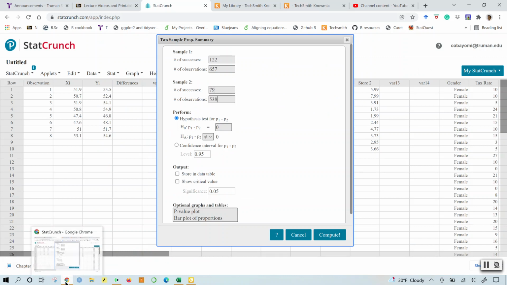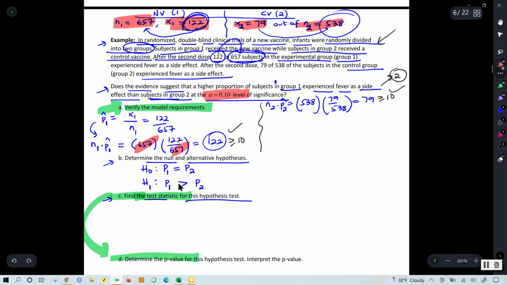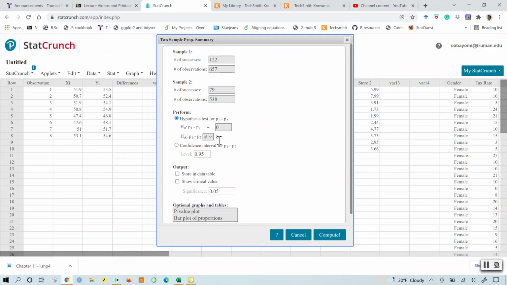And then the next thing to note is we would like to perform a hypothesis test for p1 minus p2. And in this case, you want to ensure, as a matter of expediency, that you set the right direction of the alternative hypothesis. That should be greater. So I'm going to go ahead and do that. Click on the drop-down arrow and choose greater than.